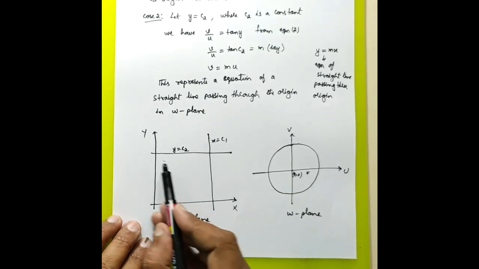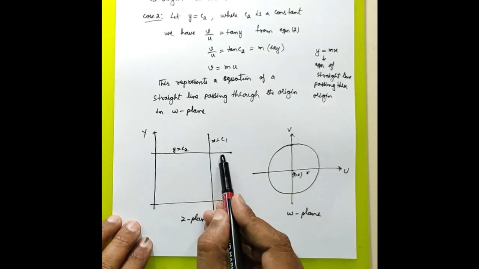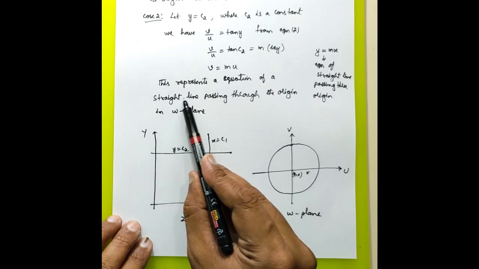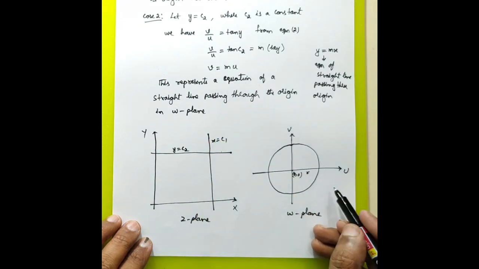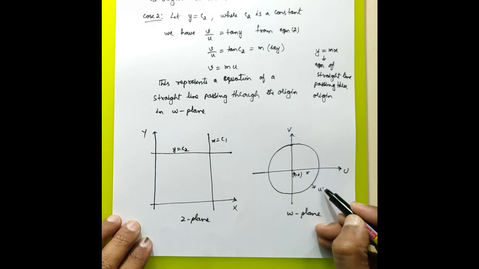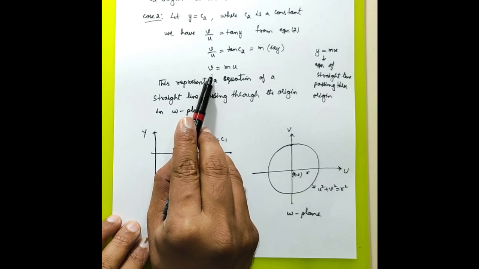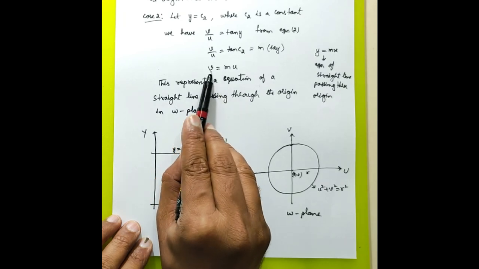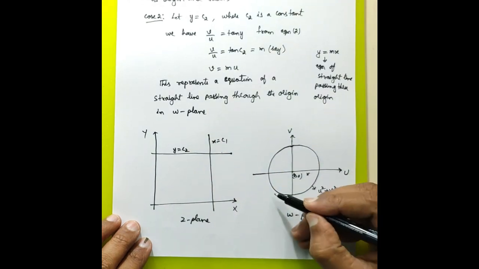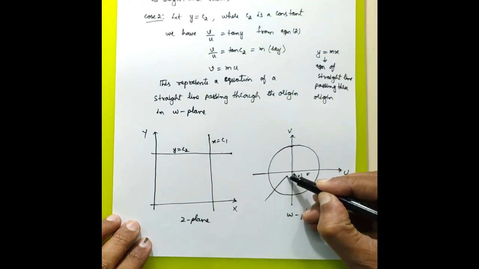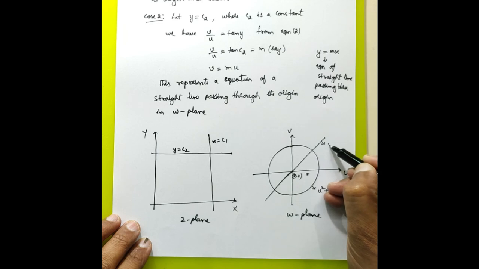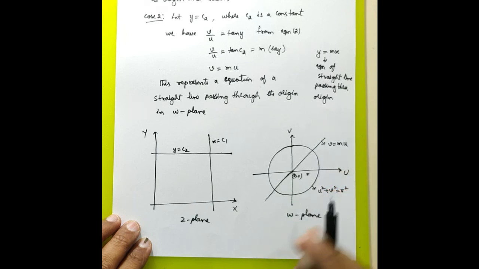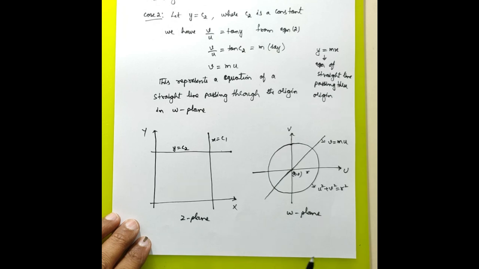Now go for case number 2. You have this straight line, Y is equal to C2. It is mapping into the straight line passing through the origin, that is V is equal to M times U. So let me write down: this circle is U square plus V square is equal to R square. The second one is the straight line passing through the origin. If I draw a straight line passing through the origin, this represents V is equal to M times U.